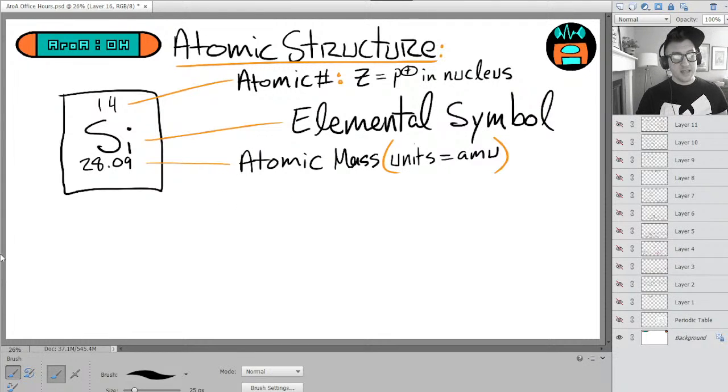One last thing, not every periodic table has this, but the periodic table I provide you on the exam will also have the name of the element underneath the atomic mass. So you've got the atomic number up top, the elemental symbol, atomic mass, and then the name. The reason why I include a periodic table that has the names is I do not require you to memorize any elements on the periodic table.